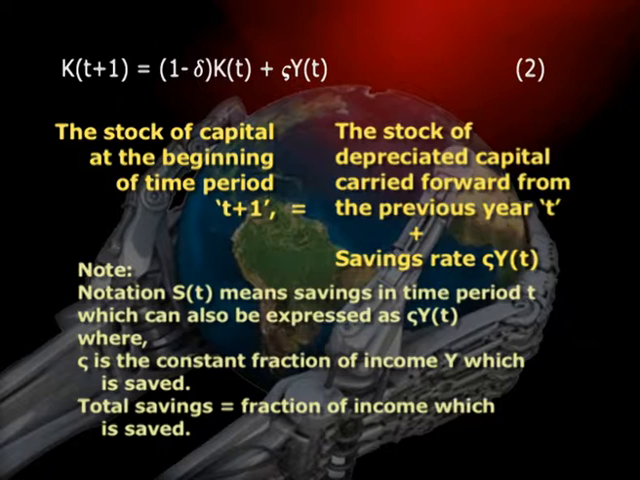We must note here that notation St means savings in time period t, which can also be expressed as sigma Yt, where sigma is the constant fraction of income Y which is saved. Total savings is equal to fraction of income which is saved. If we assume that population Pt grows at a constant rate of n, then P in time period t plus 1 is equal to 1 plus n into Pt. This model assumes that growth of population translates in growth of labor supply or workforce.